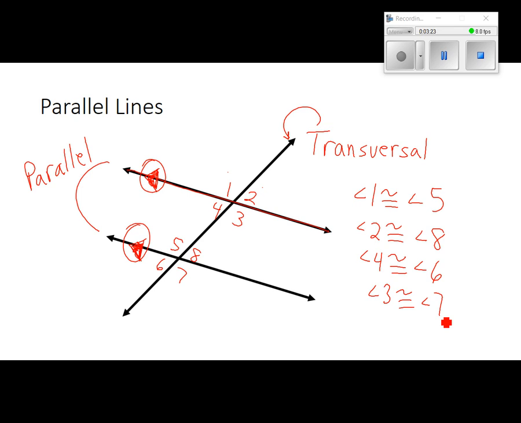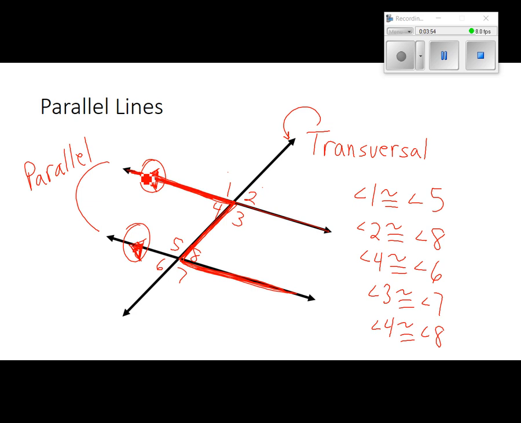Other things that we know. Angle 4 and angle 8, you see how they make a Z? They have to be congruent also. So angle 4 has to be congruent to angle 8. Anytime you can draw it, trace parallel line, transversal, parallel line, and it forms a Z, those angles are going to be congruent.